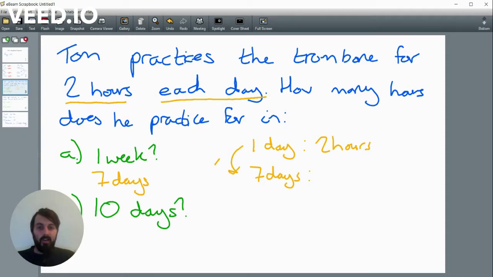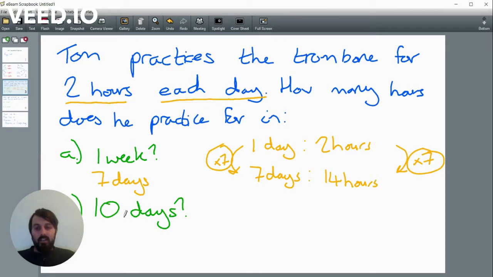So I'm going to times this side by 7. So I have to do the same here. This has got 7 times bigger, so we have to make the other side 7 times bigger. So 2 times 7, 14 hours.